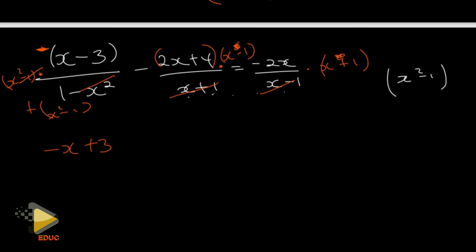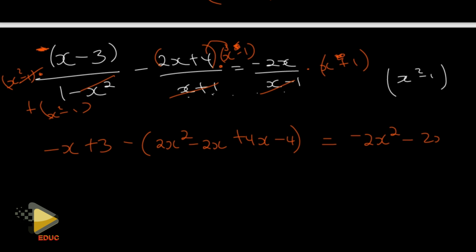Can open it. No problem. 2x, and that is going to be 2x squared, minus 2x, and then this is plus 4x, and then that's a minus 4, is equal to, you can open this, negative 2x squared minus 2x. Open this bracket up again: negative x plus 3 minus 2x squared.